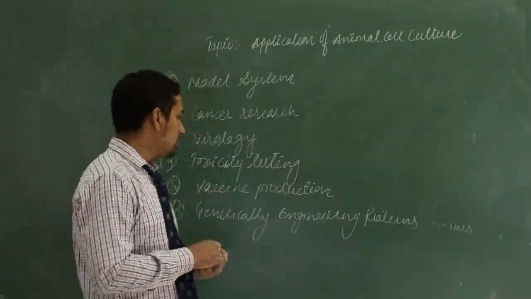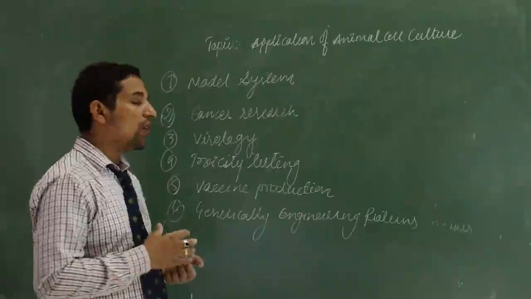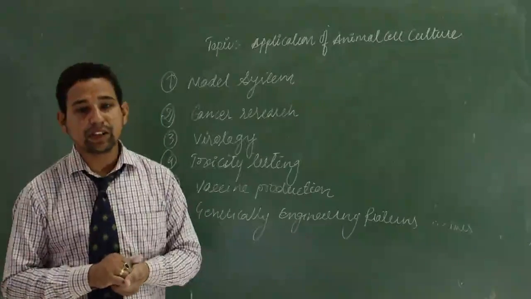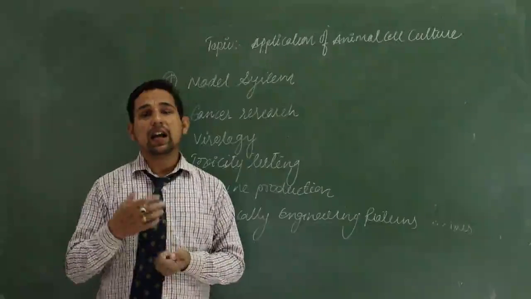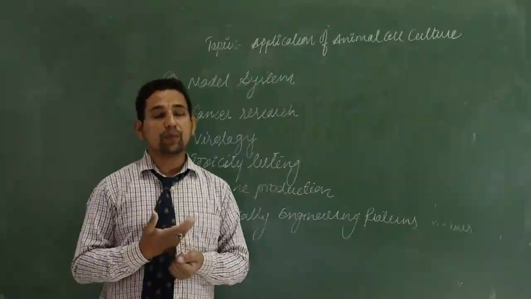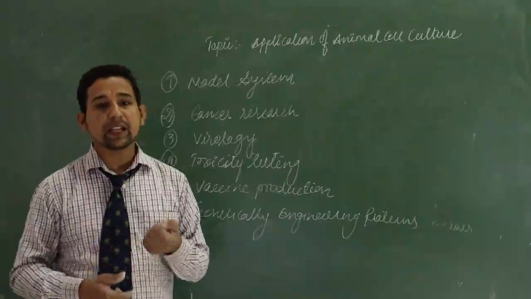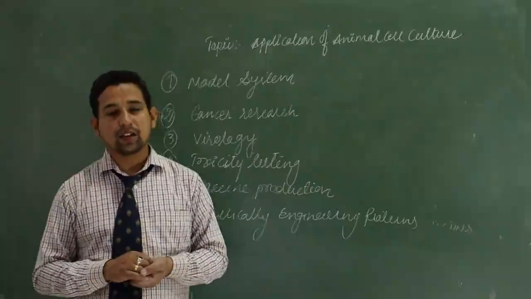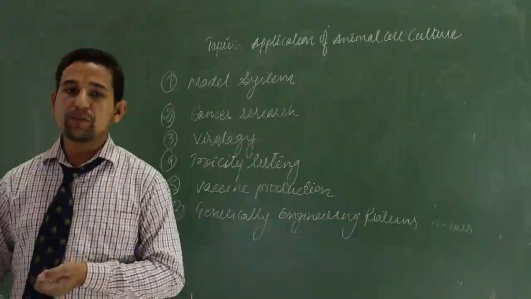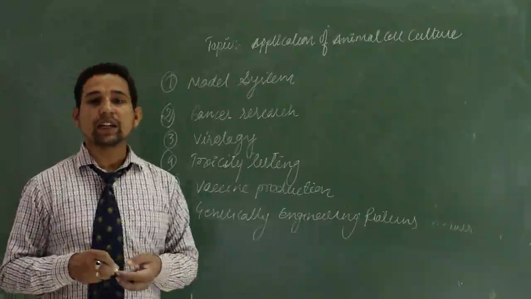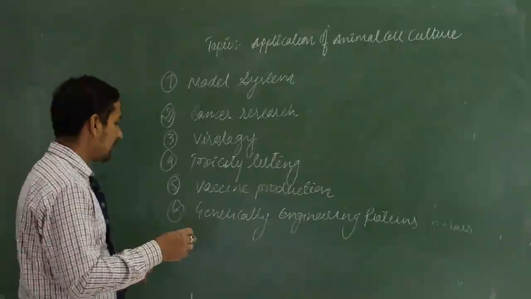So by using animal cell culture, we form genetically engineered proteins which are necessary for various types of diseases, and we use genetically engineered proteins in the production of monoclonal antibodies, insulin, hormones, etc. Right? Now the next area of application of animal cell culture is the replacement of tissue and organ.